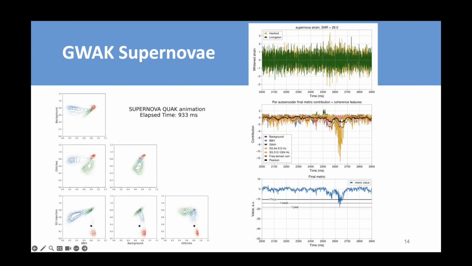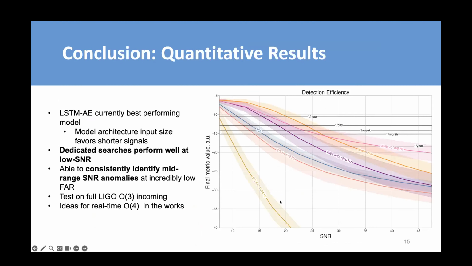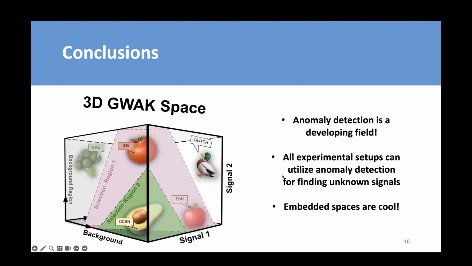As you can see right here on the top, the signal is non-trivial to detect, but here in the yellow, the sine Gaussian autoencoder is really picking up the slack for everybody else. You can make your detection efficiency plots. You can plot how frequently you're detecting supernovas or white noise bursts or black hole mergers. I guess the numbers here don't really matter to you guys, but for some conclusions, I think anomaly detection is a really interesting developing field in both high energy and gravitational wave physics.